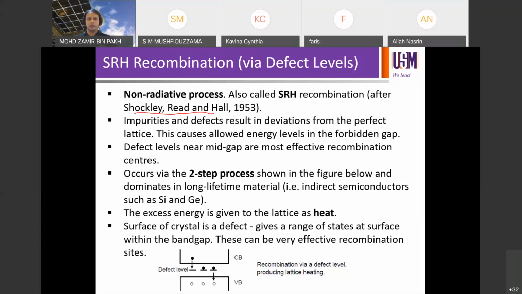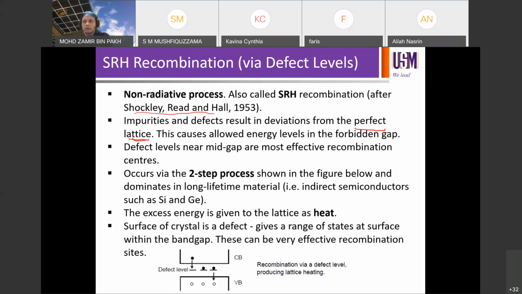Impurities and defects result in deviation from the perfect lattice. The moment you have undesired impurities, as we discussed last time in the early introduction of the course, it will cause distortion to the lattice, right? The original lattice is perfect, but the moment you introduce something else, some foreign materials, into the lattice, it is no longer perfect. So this may result in defect formation.